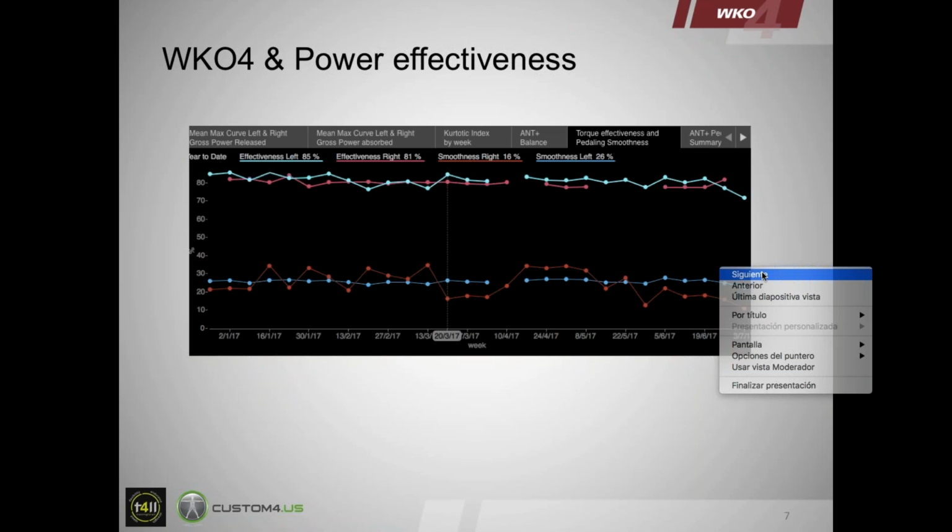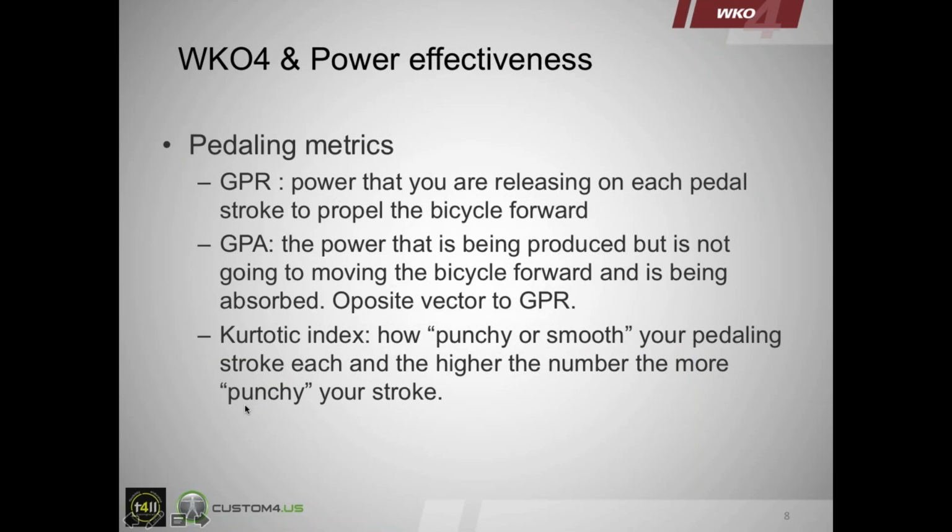Now we have said that we have the classic metrics, but now thanks to WKO4 we have metrics to make a deeper analysis. These metrics are gross power release, the first one you have here, and the other one is gross power absorbed. We can make a relationship between gross power release and the tangential force, because it's the power that you are releasing on each pedal stroke to propel the bicycle forward. So it's very interesting. It has a big relationship between the tangential force and the gross power release, and the other one is gross power absorbed.